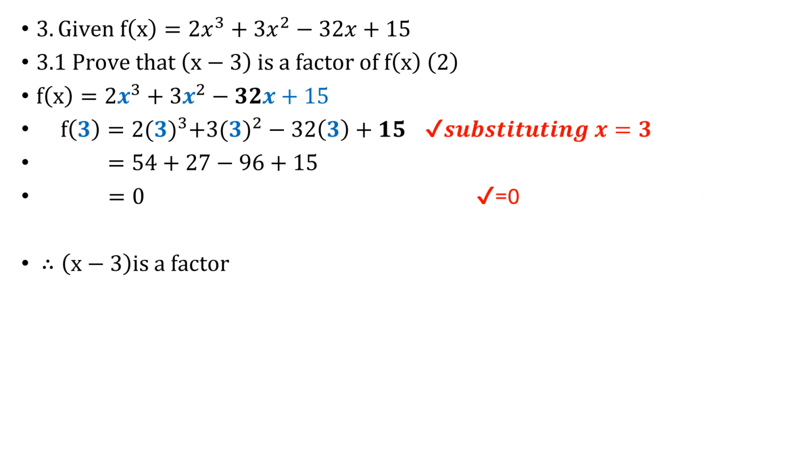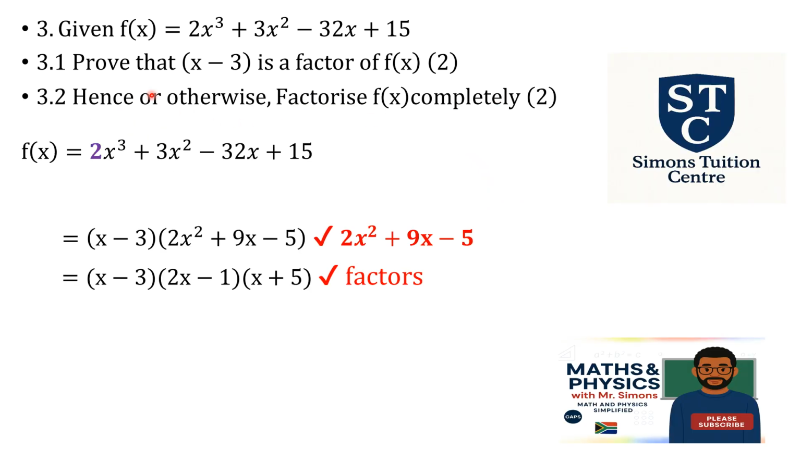Now, second part, you're most probably going to have to factorize completely. Given f of x equals 2x cubed plus 3x squared minus 32x plus 15, otherwise, factorize f(x) completely. So you already know that x minus 3 is a factor. Now, I'm going to factorize using inspection. So I have 2x cubed. x times what would give me 2x cubed? x times 2x squared would give me 2x cubed.